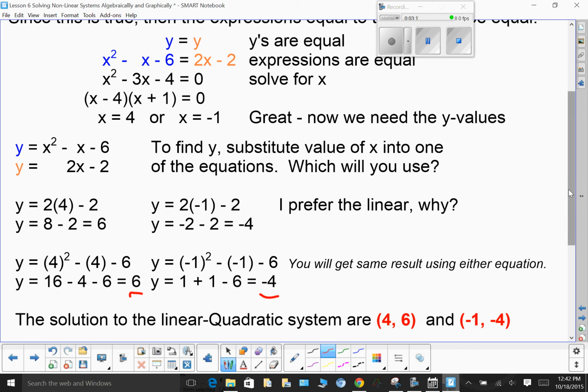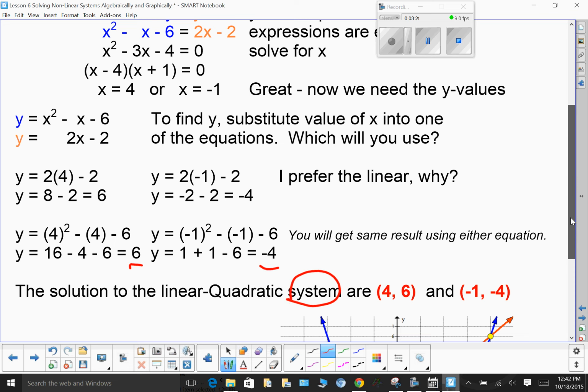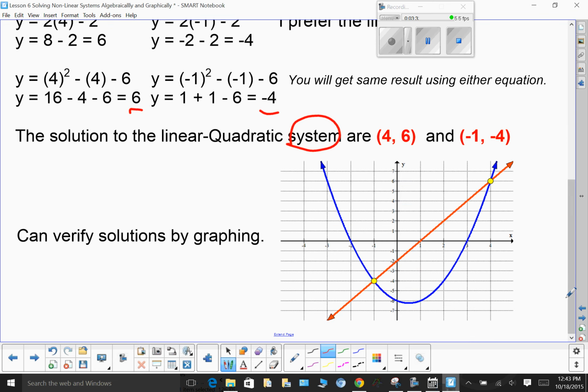When we say the solution to the system, okay, the solution to an individual equation is the x-intercept. The solution to a system is the point or points where they intersect. In this case, we have negative 1, negative 4, and 4, 6. If we graph the parabola and we graph the line, these are the 2 points in which they intersect.